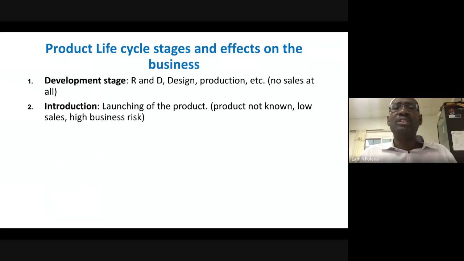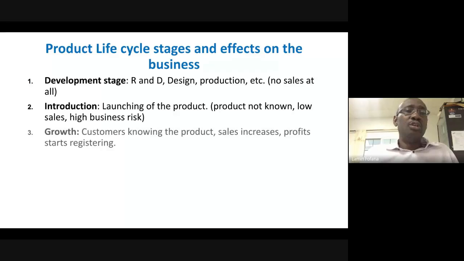It's also a stage whereby you can make additional losses by issuing out some loss leaders. What loss leaders are is that these are products that are given out free to customers so they can taste it and give their feedback.